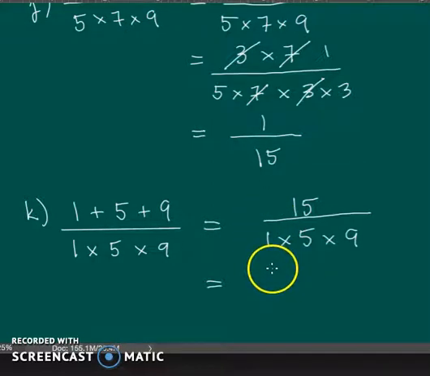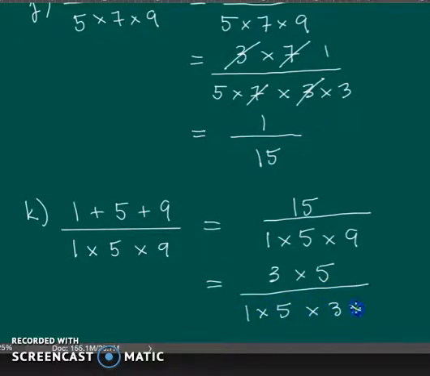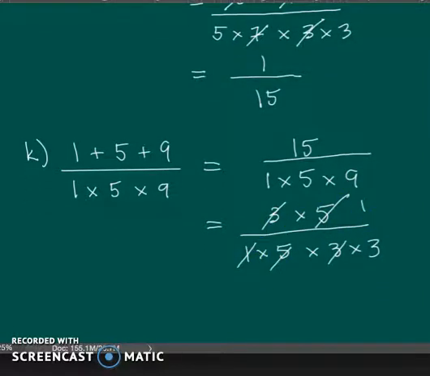So we can express it as 3 times 5, and I'm going to write the denominator as 1 times 5 times 3 times 3, and now I can easily see that I can cancel this 3 with this 3, and I can cancel this 5 with this 5. The numerator turns into 1. I don't even need this 1 here, so my answer is just 1 over 3.